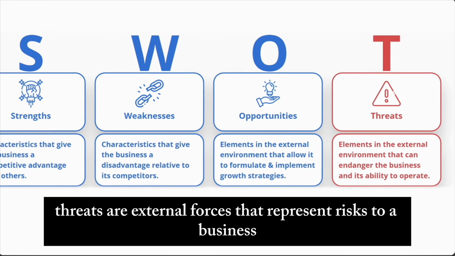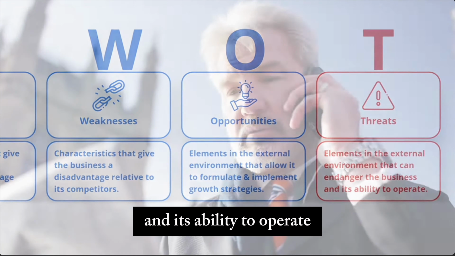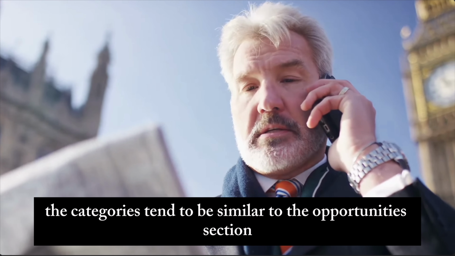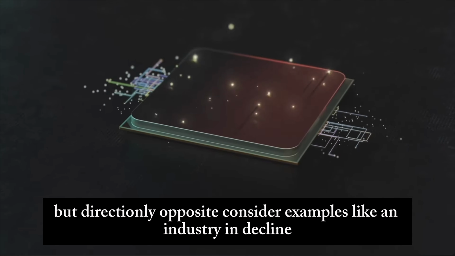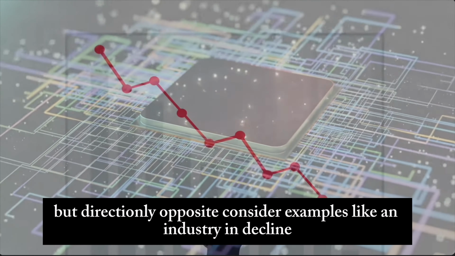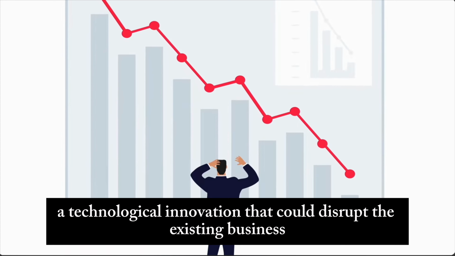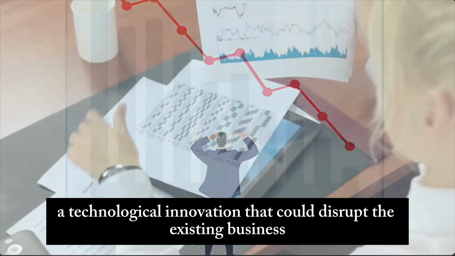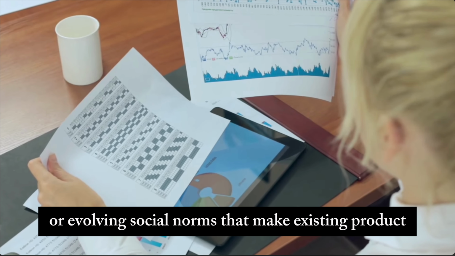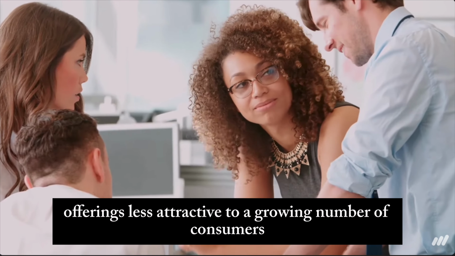Threats are external forces that represent risks to a business and its ability to operate. The categories tend to be similar to the opportunities section, but directionally opposite. Consider examples like an industry in decline, which is the same as a decreasing TAM, technological innovation that could disrupt the existing business and its operations, or evolving social norms that make existing product offerings less attractive to a growing number of consumers.